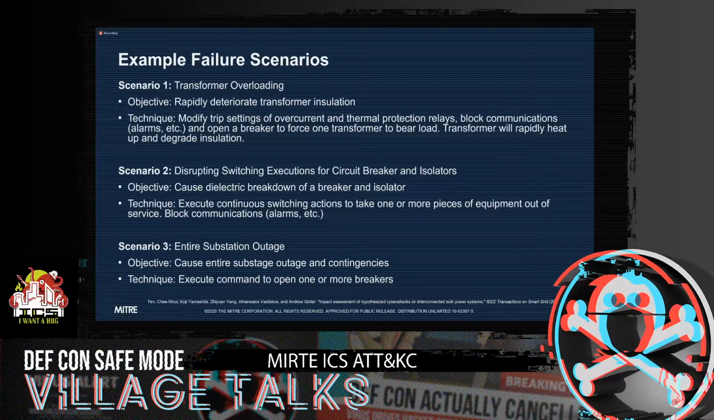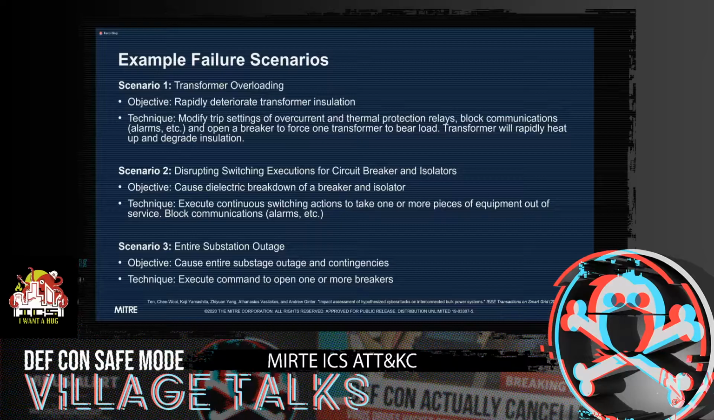The technique here is basically to set or modify trip settings so that if there's an overcurrent or thermal condition, the protective relay doesn't step in to correct the condition. Then we also want to block communications so the operator doesn't understand what's going on. And then we want to force all the power through one transformer to bear the load. This rapidly heats up the transformer and degrades its insulation.